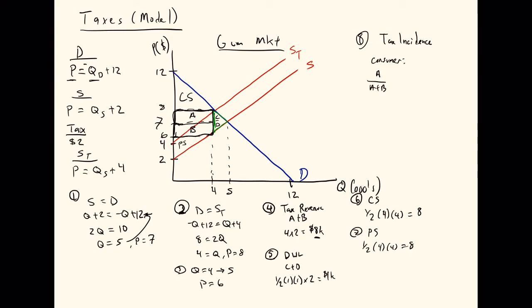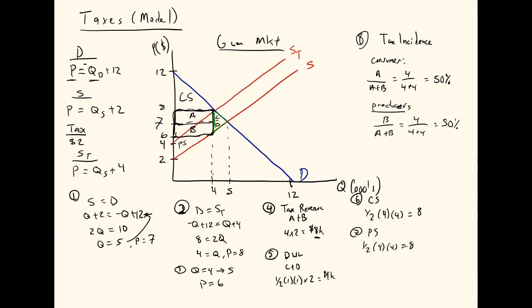We already know that the area of each one of these small rectangles is 4, so this would be equal to 4 over 4 plus 4, or the tax incidence on consumers is 50%. Producers is going to be B over A plus B. In this case, it is the same as for consumers, it's 50%.